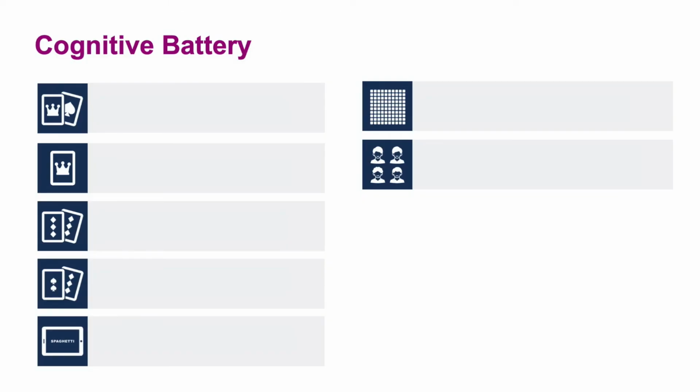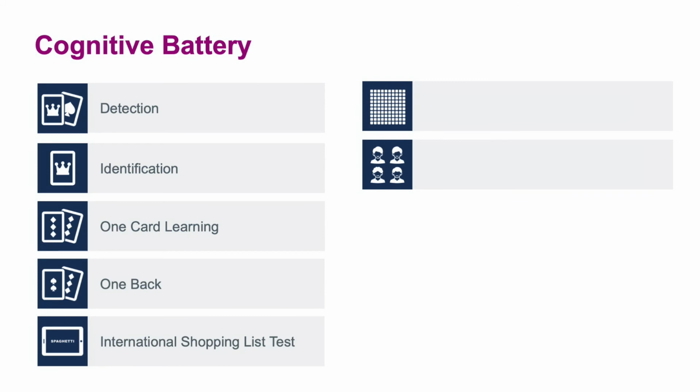When we look at the cognitive test battery that was used, we can see that there were 7 tests that were used in the Cogstate computerized test battery. These incorporated several tests that we've talked about so far today, including detection and identification, both measures of processing speed. We had one-card learning and one-back. Also the international shopping list test, which are the 3 measures of memory. And then we had Groton Maze Learning, which, as I mentioned earlier, is a measure of executive function.